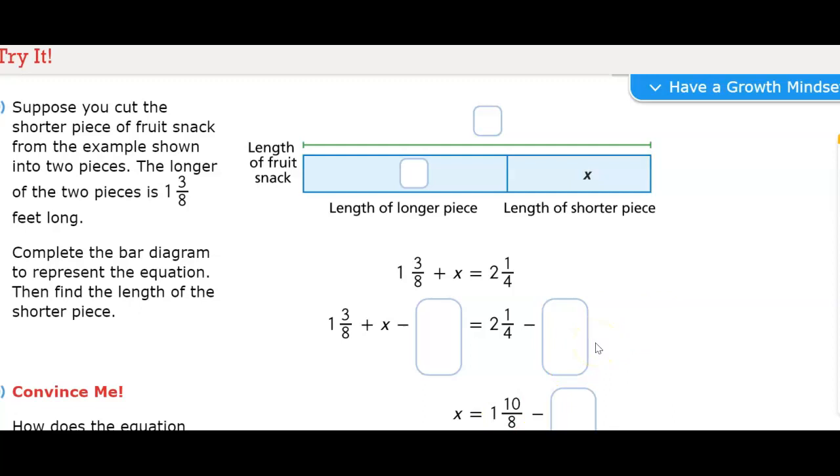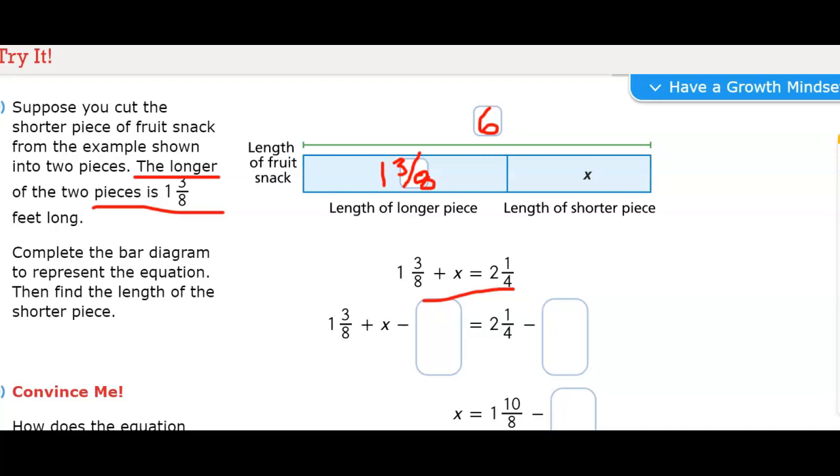This will be based on our original problem in the example. So the fruit snack was a total of 6 feet in length. And it says now the longer of the 2 pieces is 1 3/8. So that would go here, 1 3/8. And they wrote the equation for us here. And we need to now solve for x.